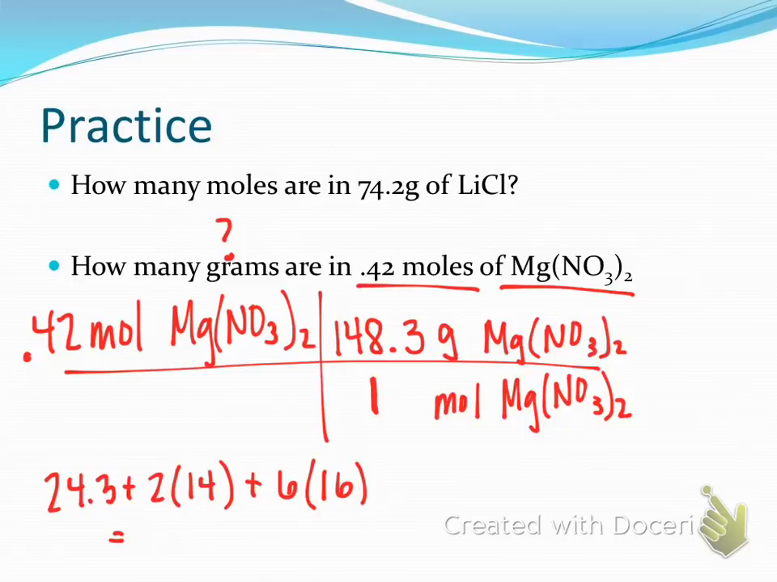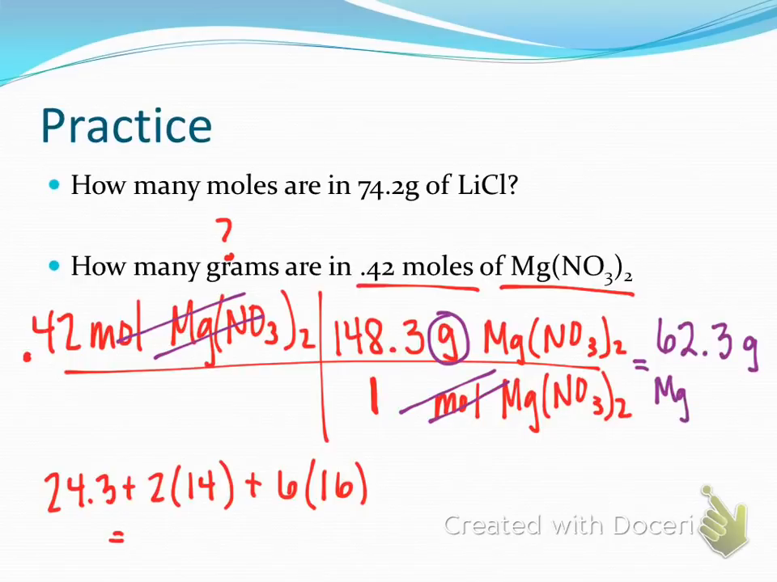So now, I've canceled moles. I'm left in grams. Is that what I want? Yes, I'm left in grams. That's what I want. So I multiply across the whole top, divide by the whole bottom, which is a 1. So that doesn't lead me to do much on the bottom. 62.3 grams of Mg(NO3)2.